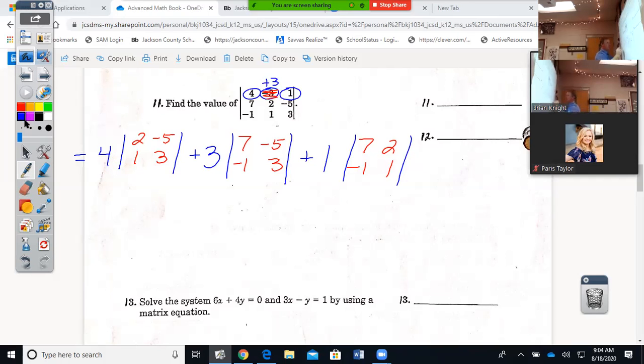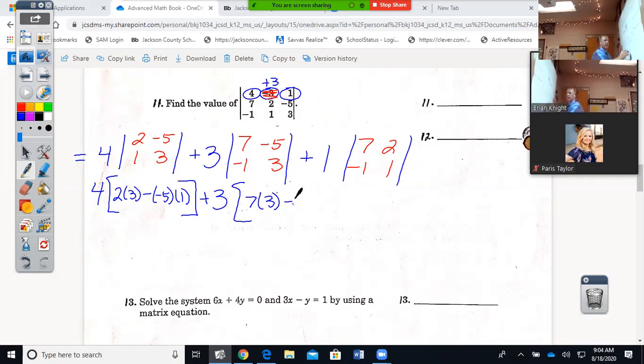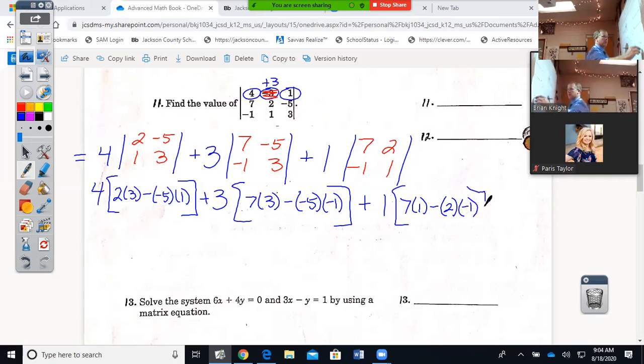Okay? So we got 4. And inside here, we're going to do 2 times 3. Add or subtract? It's subtract. Minus -5 times 1. Plus 3. Inside here, 7 times 3, minus -5 times -1. And then last but not least, plus 1 times 7 times 1 minus 2 times -1. And you just simplify all that.